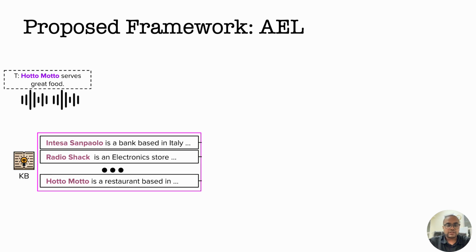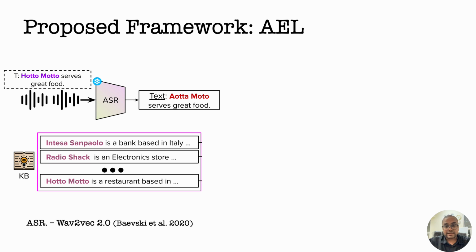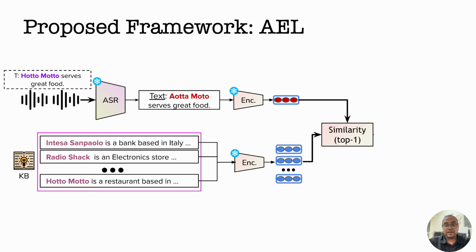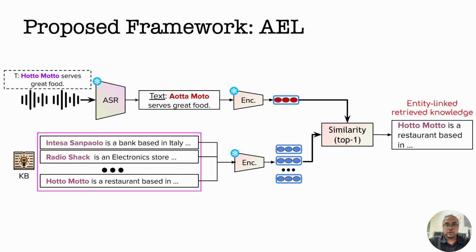Let's look at how AEL works in detail. Given an audio and a knowledge base as shown in the figure, we first extract the transcript of the given audio using an off-the-shelf automatic speech recognition tool, Wav2Vec 2.0. Once we obtain the ASR text, we encode the ASR text and the knowledge base using the CLIP text encoder and obtain their respective embeddings. Once the embeddings are obtained, we compute the cosine similarity between the ASR text embedding and the knowledge base embeddings and select the top one similar entity knowledge as the audio entity linked knowledge.